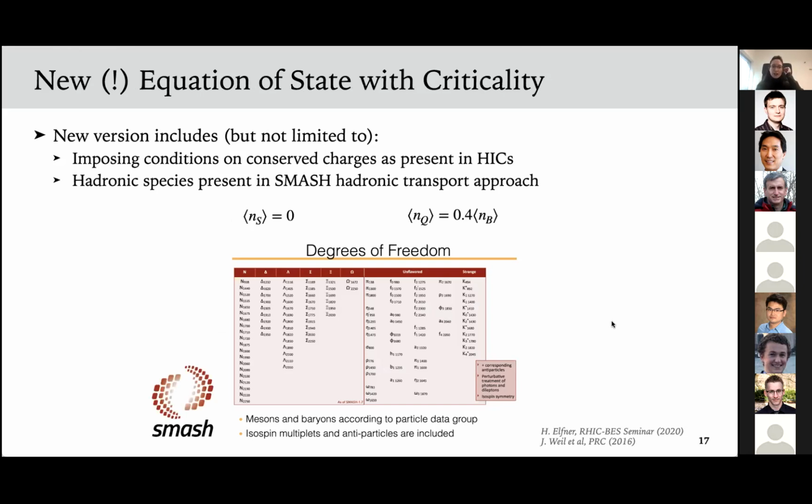So this new version, as I said, has the conditions of strangeness neutrality, but we also implemented a different type of treatment of the hadronic states in our equation of state, such that one could couple the hydrodynamic equations that utilize this equation of state to the next stage of modeling of heavy ion collisions, which is a hadronic transport approach. One popular one in the field is known as SMASH. So we decided to utilize the hadronic list from SMASH in order to achieve consistency across the modeling of these heavy ion collision systems throughout the different stages.